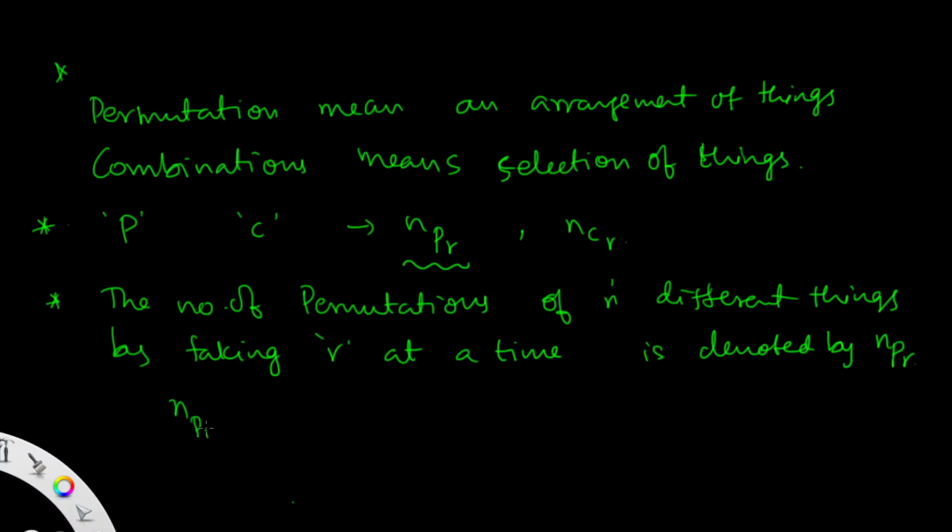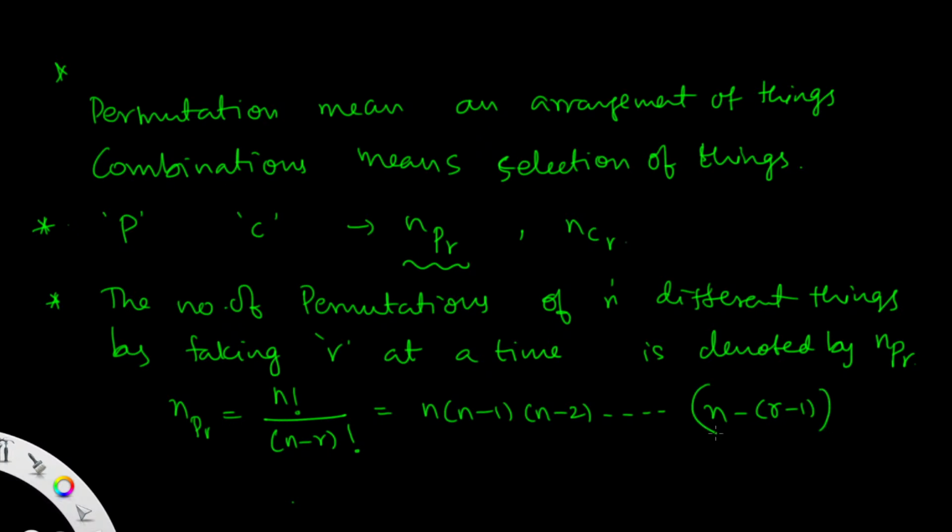The formula for nPr is n factorial divided by (n minus r) factorial, or else we can write n into (n minus 1) into (n minus 2), and so on, up to the r-th term, which is n minus (r minus 1). So nPr is the product of r consecutive integers decreasing from n.